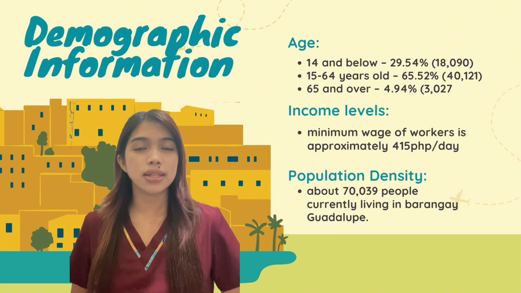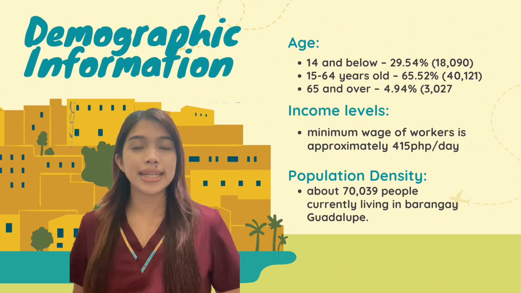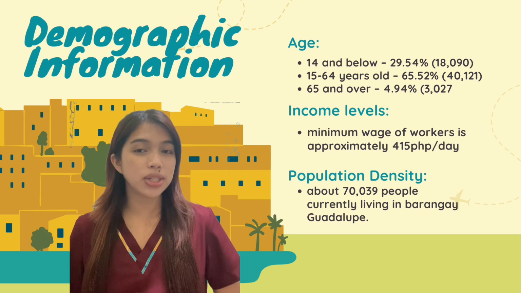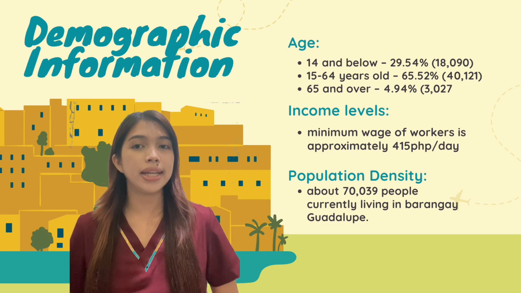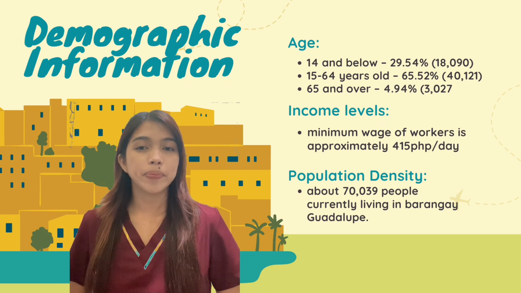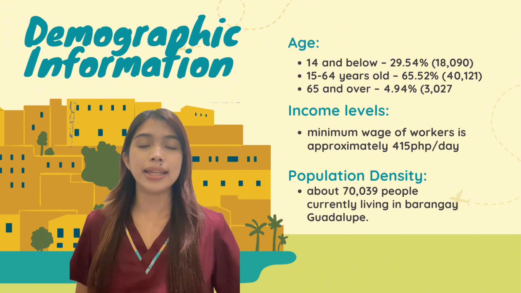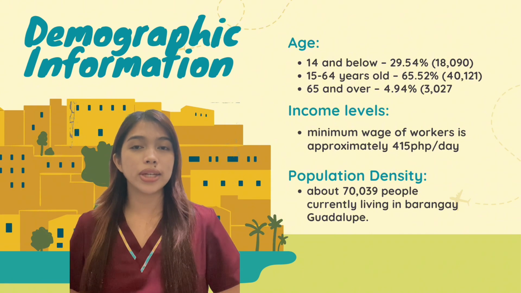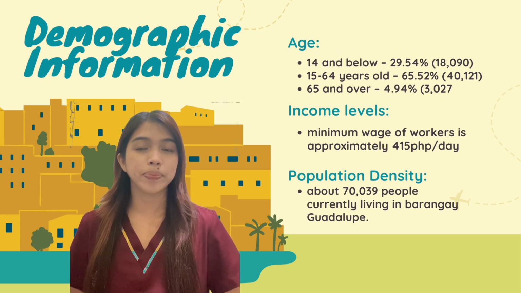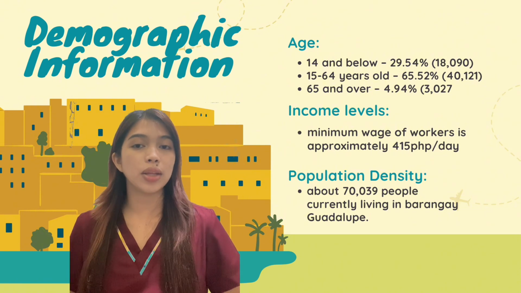According to the 2015 census, the age group with the highest population in Guadalupe is 20 to 24, with 6,845 individuals. So conversely, the age groups with the lowest population are in the ranges 75 to 79 and 80 and over, with 521 individuals. So in summary, 14 and below, it covers 29.54%, and that's 18,090. For 15 to 64 years old, that's 65.52%, and that's 40,121. For 65 and over, that's 4.94%, with a total of 3,027.